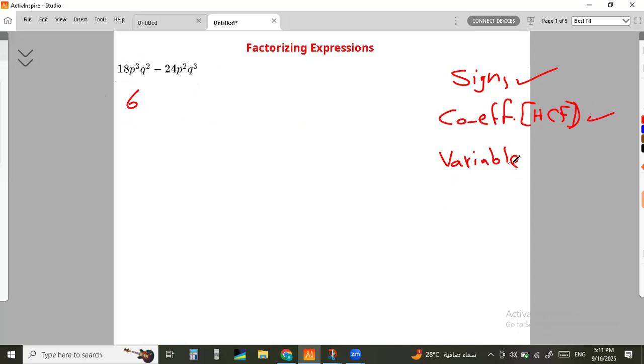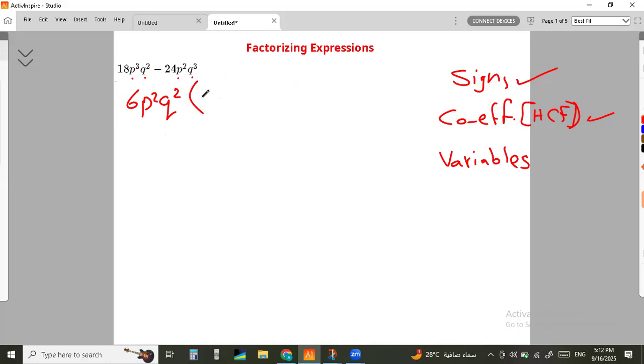The variables. Do you have any common variables? Well, I have a p here. I have a p there. Which one am I supposed to take? Take the one with the least power. So p cubed, p squared. I'm going to take the p squared. Q squared. Do I have a Q there? Yes, I have a Q here. I have a Q there. So which one am I supposed to take? Take the one with the least power. It's Q squared. So take Q squared. This is the highest common factor that I can take out of the whole expression.